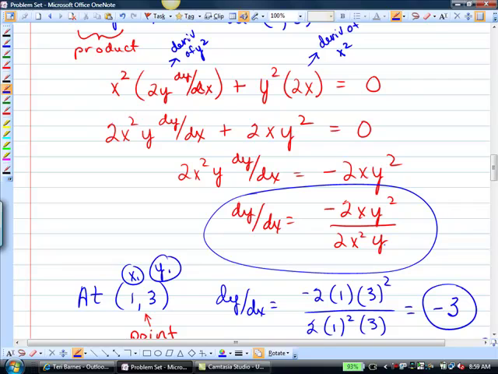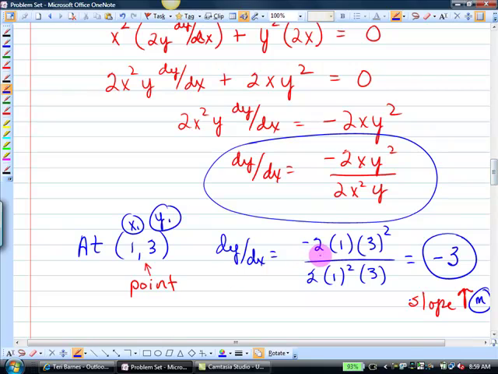What am I going to do? I'm going to plug in the point I was given. I was given 1, 3. Well, that can go in for each of those x's and y's. Negative 2 times 1 times 3 squared over 2 times 1 squared times 3. And if you do the math, you should get negative 3. That's our slope at that particular point.